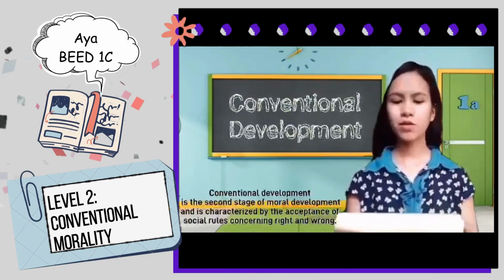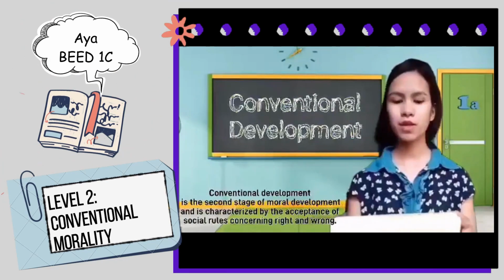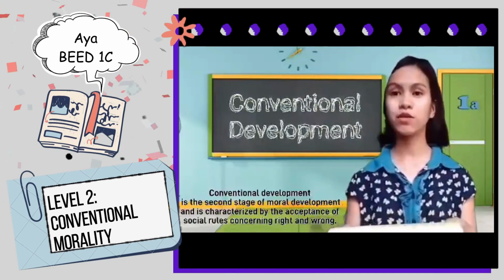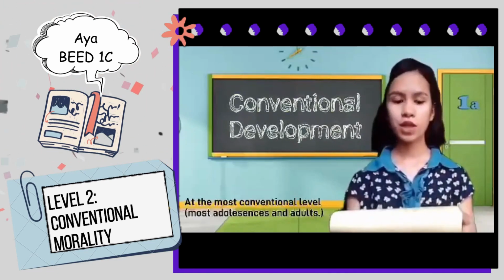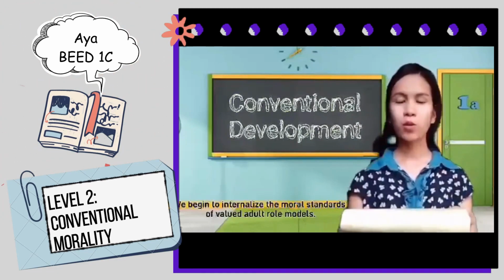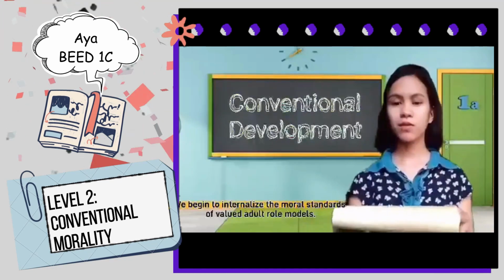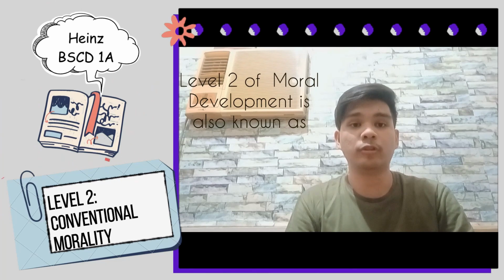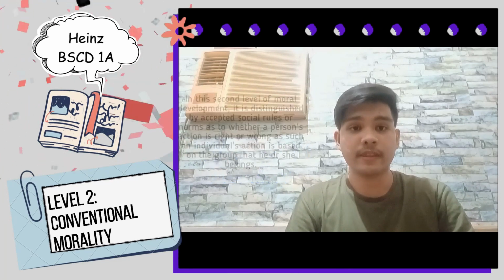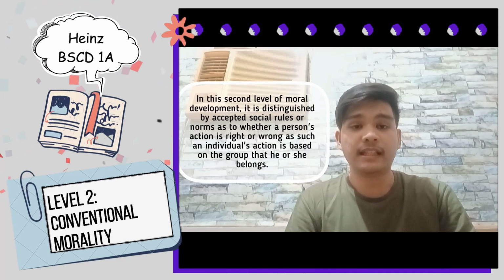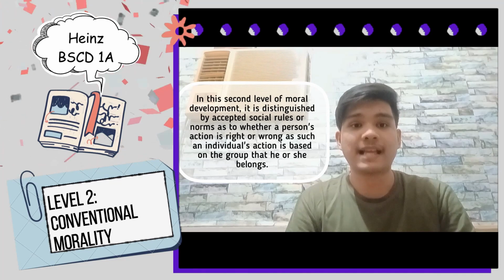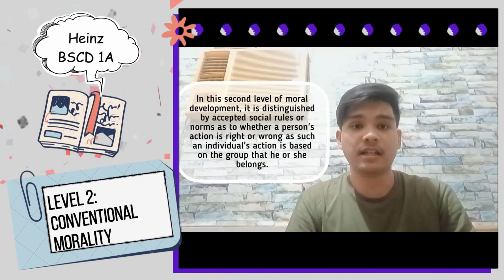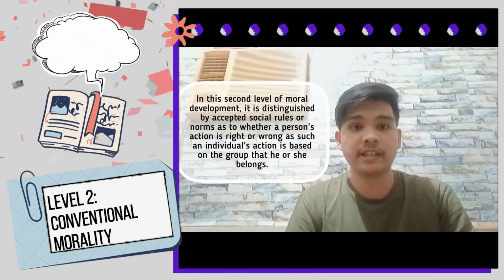Conventional development is the second level of moral development, and it's characterized by the acceptance of social rules concerning right and wrong. At the conventional level, most adolescents and adults begin to internalize the moral standards of adult role models. Level 2 of moral development is also known as conventional morality. It is distinguished by accepted social rules or norms as to whether a person's action is right or wrong. As such, an individual's action is based on the group he or she belongs to.